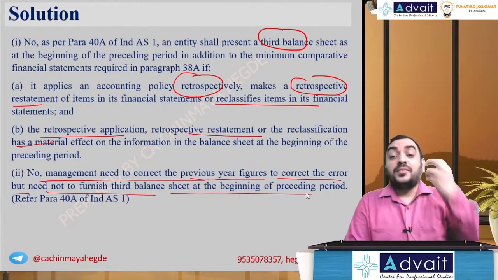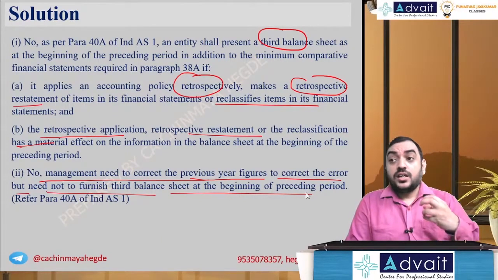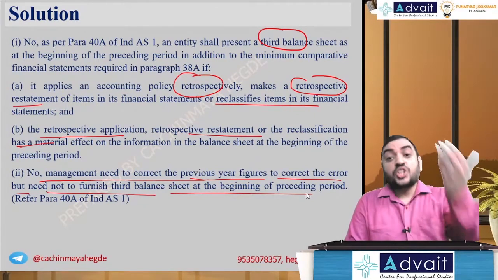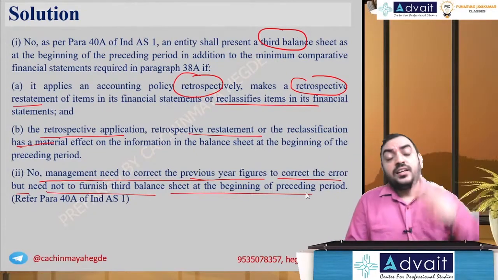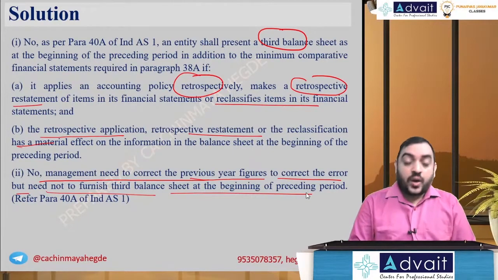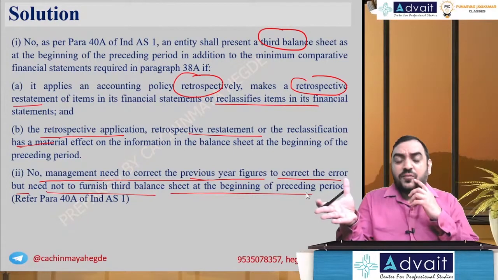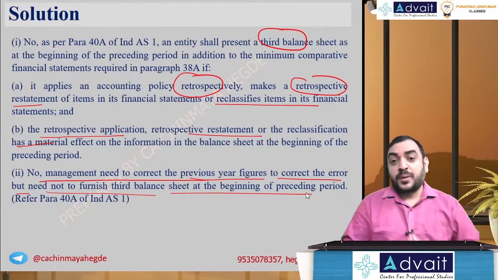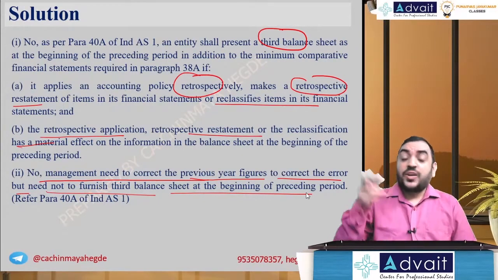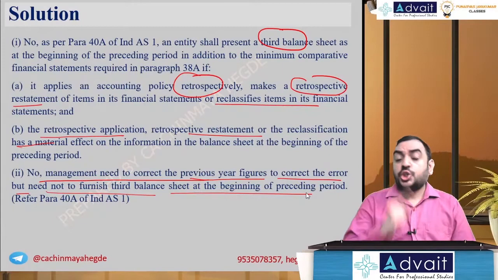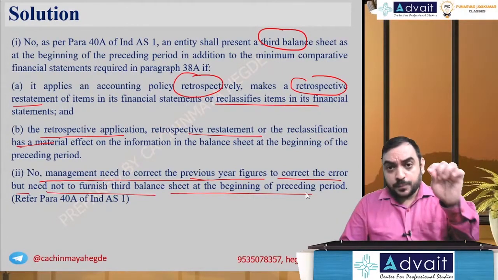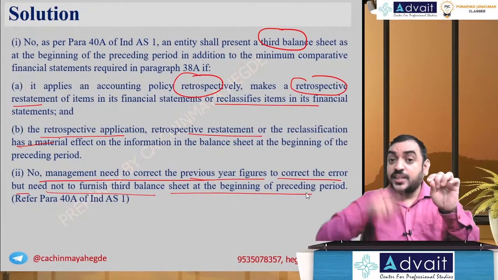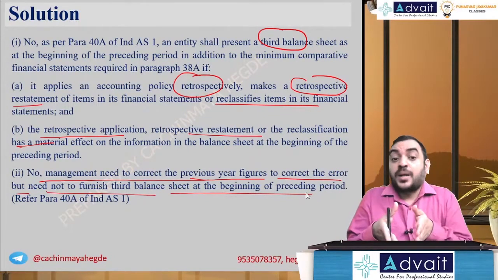But if you have a material mistake, if you have an accounting policy change or a restatement which requires retrospective change which will affect the opening balance of the previous year, then only three financial statements are required. Here, previous year revenue, you have to change it for the purpose of comparison, but that will not affect the opening balance of the previous year. So, third balance sheet not required.